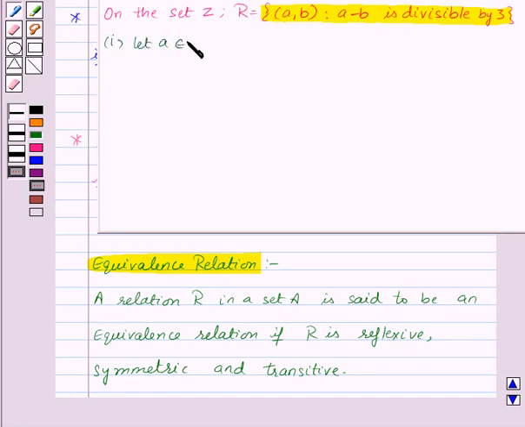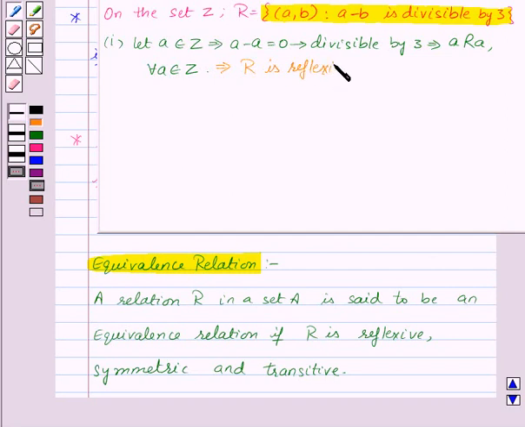Let a belong to Z. Now a minus a is equal to 0, which is divisible by 3. This means a is related to a for all a belonging to set Z. So from this we can say that the relation R is reflexive. Next, we will show that the relation R is symmetric.